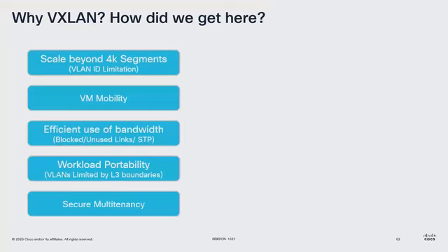So why VXLAN? How did we get here, right? We wanted to go beyond those 4,000 VLAN limitations. We wanted to support things like VM mobility, vMotion. If I have a server or VM that's having a problem and it's a very critical application, maybe for billing, can I take that virtual machine and move it to another device without having to re-IP it? That's what vMotion is. It's really good for disaster recovery, resiliency, and gives me a level of uptime. That's what we wanted to do.